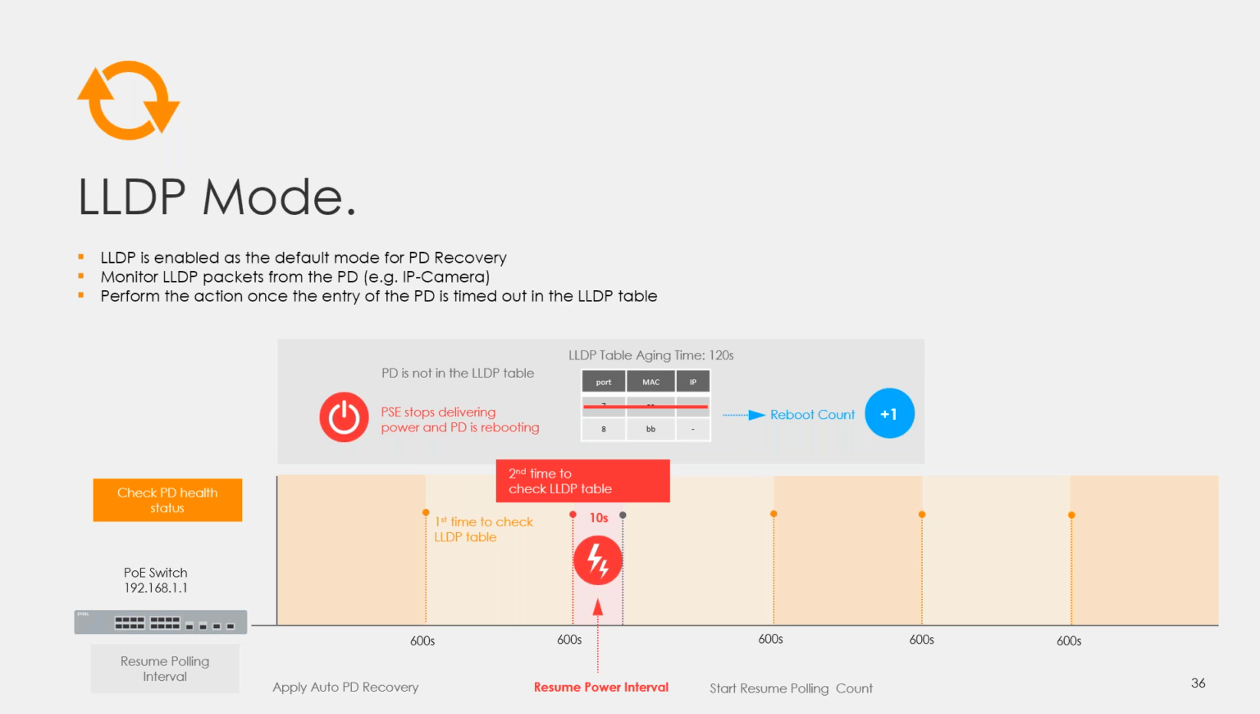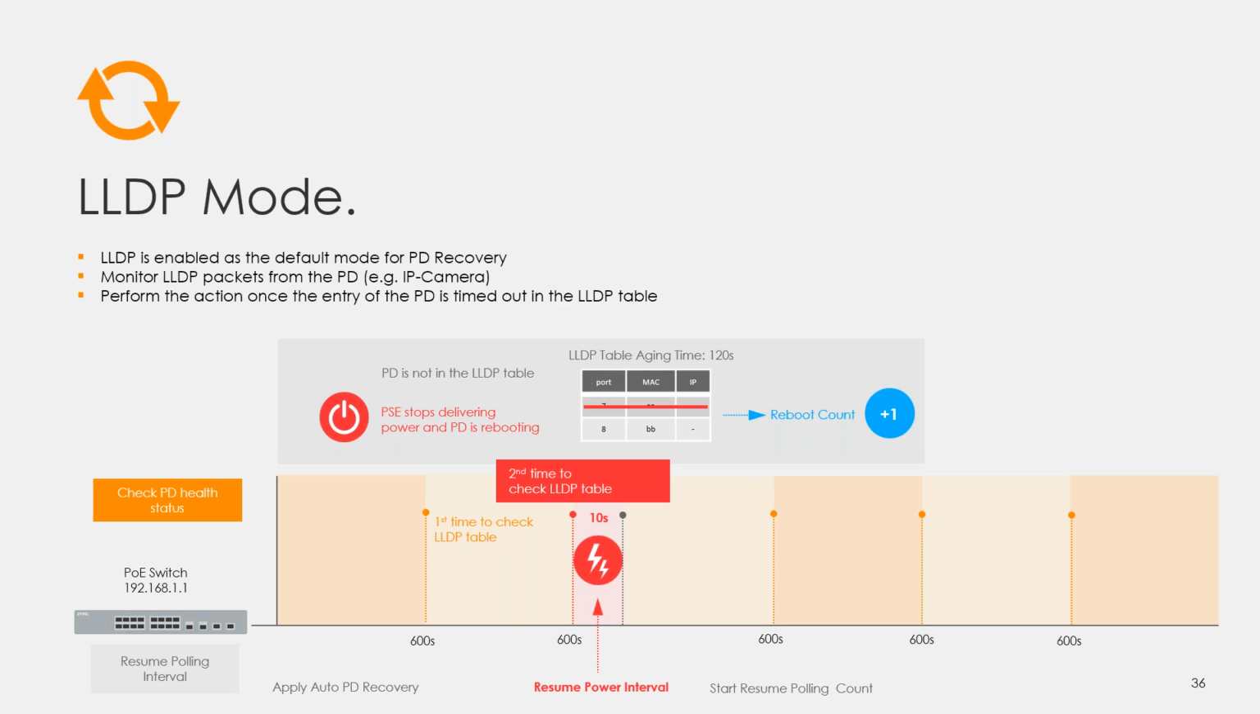So then we go into recovery action. So the resume power interval value in the previous slide or in the configuration page: how long do we keep the port down? So how long is the power off time for that device? As standard, it is 10 seconds. So we drop the port for 10 seconds. Then we power it back again after 10 seconds, and then we keep monitoring as normal.